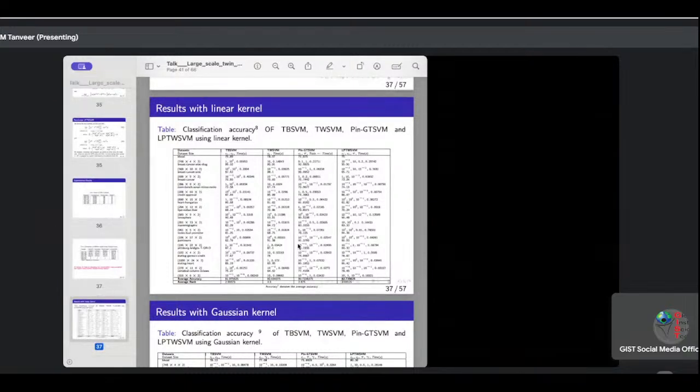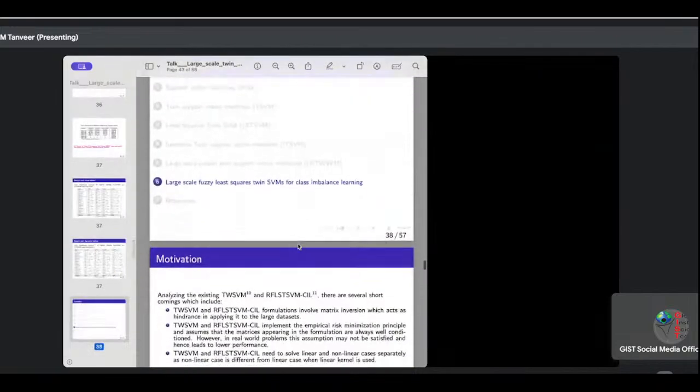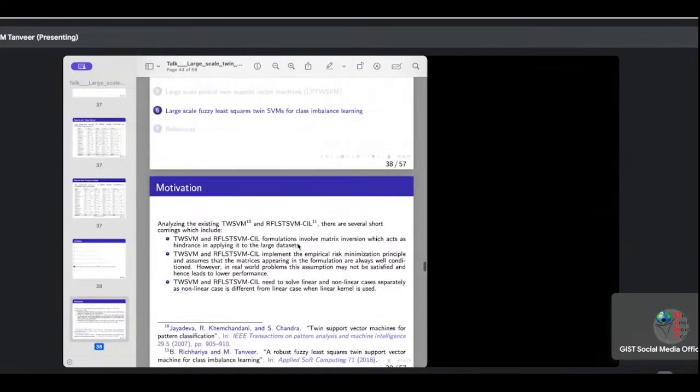We have also done experiments on smaller size data, just to show whether the results are significant or not. We observe that our algorithm not only works for large data, but also works for smaller size data.